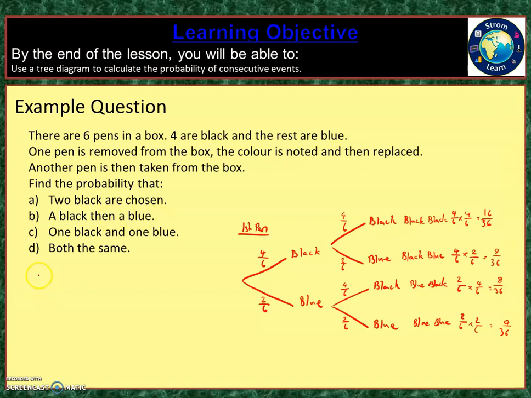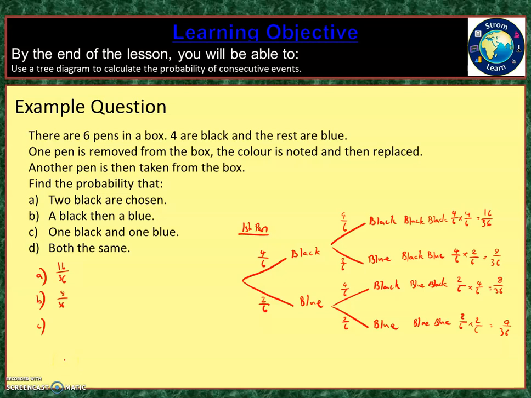So the first problem, find the probability that 2 black are chosen. So that's black, then black again. Well, we've already worked out that was 16/36. B, the probability of a black, then a blue. Well, we've already done that as well. That was 8/36.